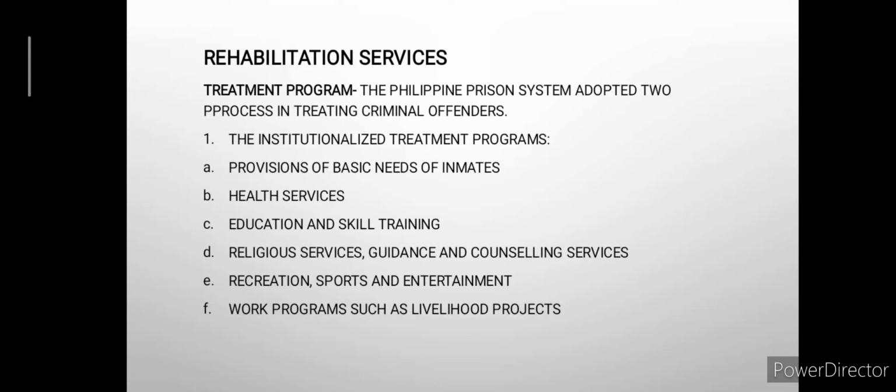We have here under community-based program the probation. Probation is a disposition where a defendant, after conviction of an offense, the penalty of which does not exceed 6 years of imprisonment, is released subject to the conditions imposed by the releasing court and under the supervision of a probation officer. Next is the parole.